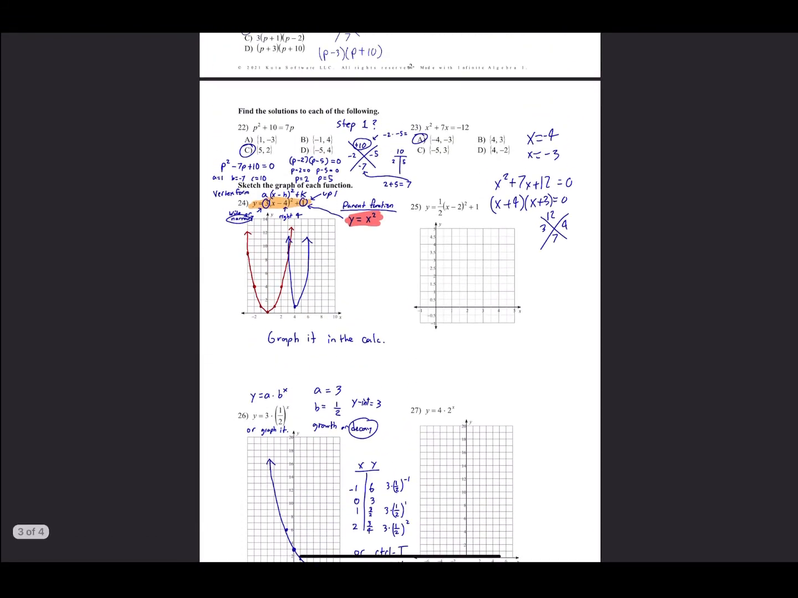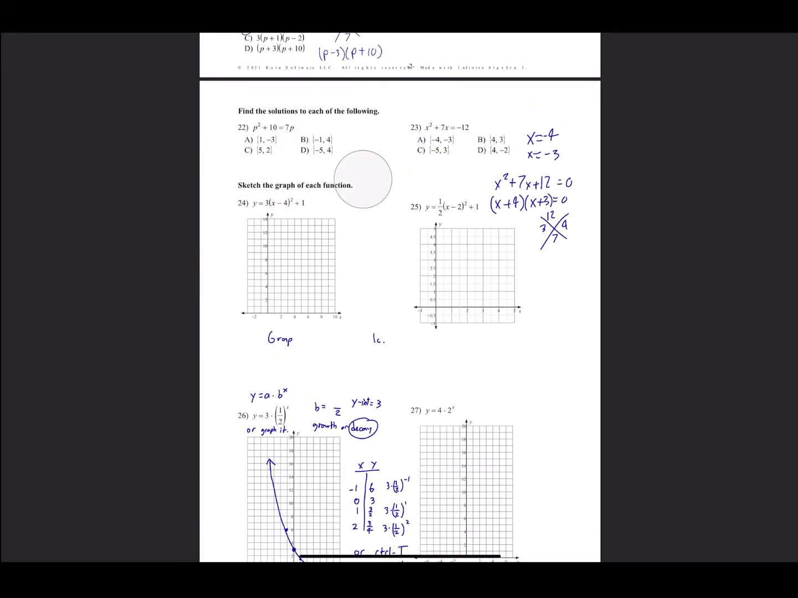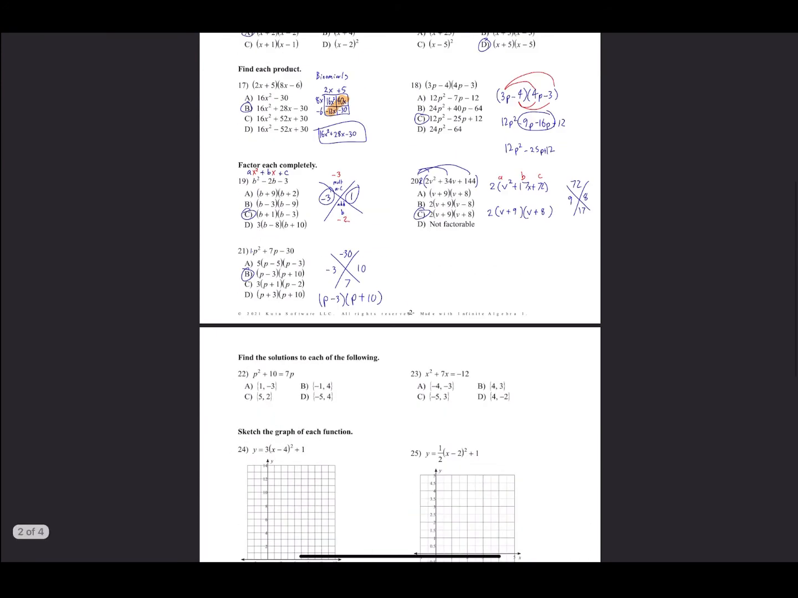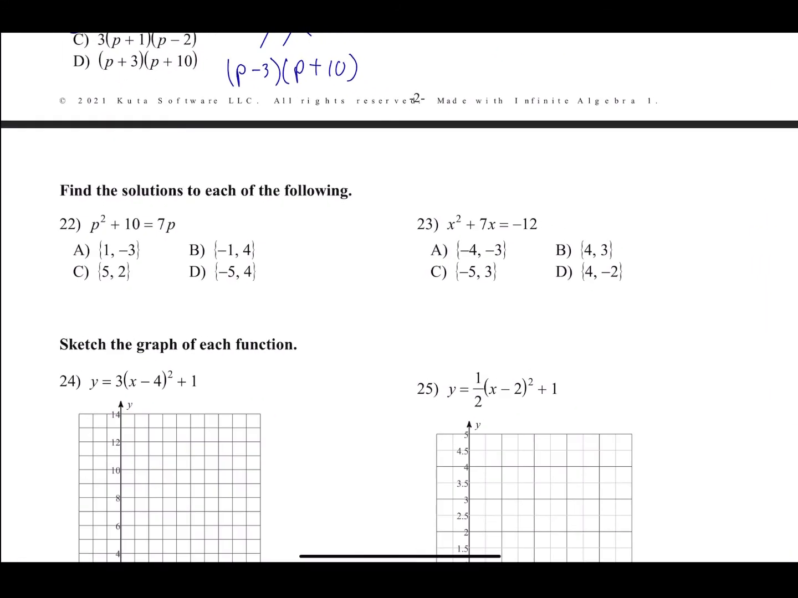Okay, last but not least, back page is quadratics. So this is the section where we need to know the most important thing. What is another word for solutions, zeros, x-intercepts, roots? They're all the same thing. Solutions are x-intercepts. In your calculator, they're called zeros. You might also see them as roots. And they all mean the same thing.